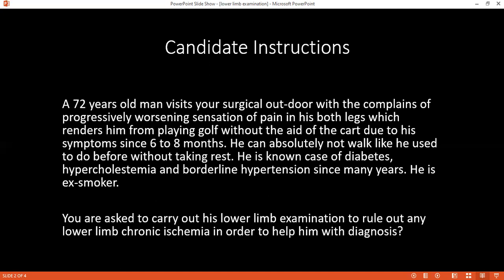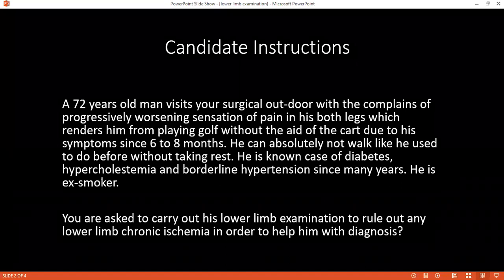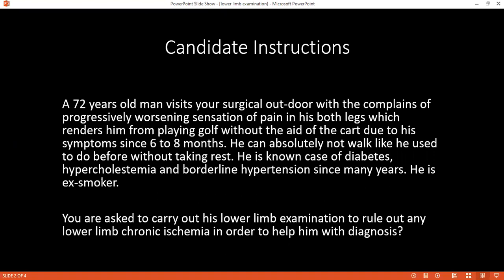Okay. To complete my examination, I would like to perform a full neurological examination, cardiovascular examination, and upper limb vascular examination. I would like to check for abdominal aortic bruits or aortic aneurysm. And today I have examined a 72-year-old gentleman who came with claudication pain.